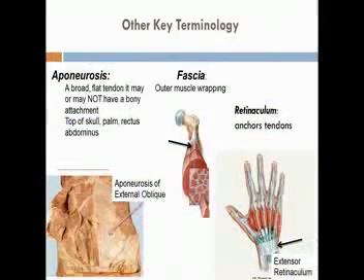Some other key terminology you need to know. Aponeurosis. An aponeurosis is a broad, flat tendon that may or may not have a bony attachment. You can find these primarily on top of the skull, in the palms, and along the rectus abdominis. Fascia. This is an outer muscle wrapping. So around every muscle bundle you have this fascia. Fascia is continuous with tendon, which is also continuous with the periosteum.